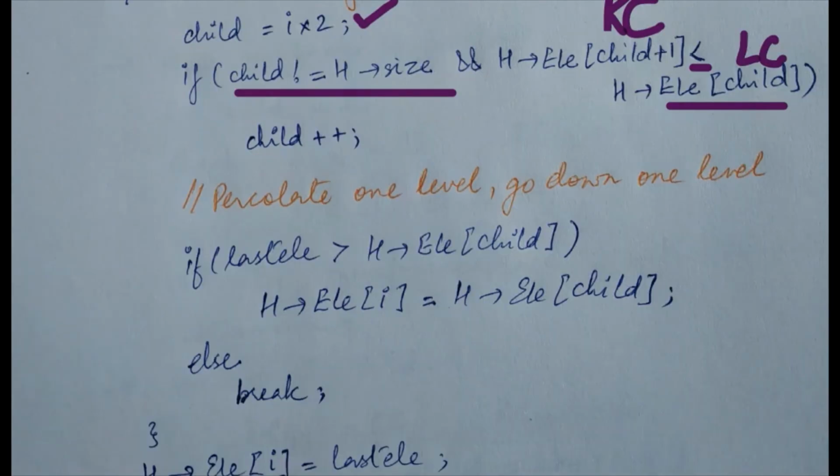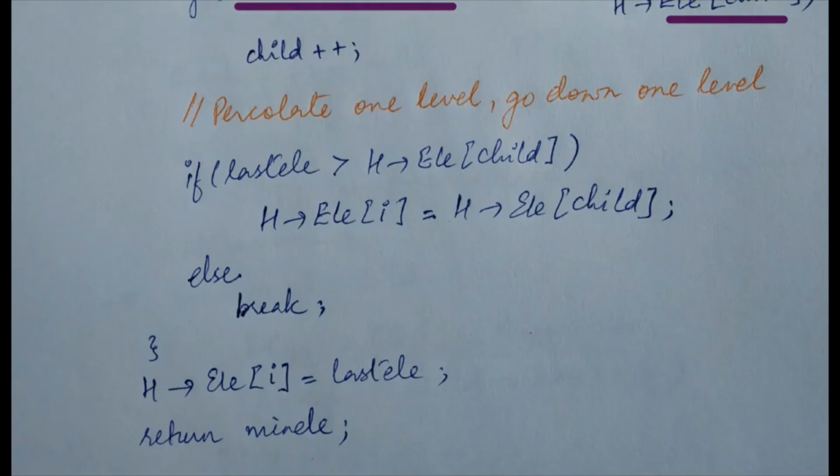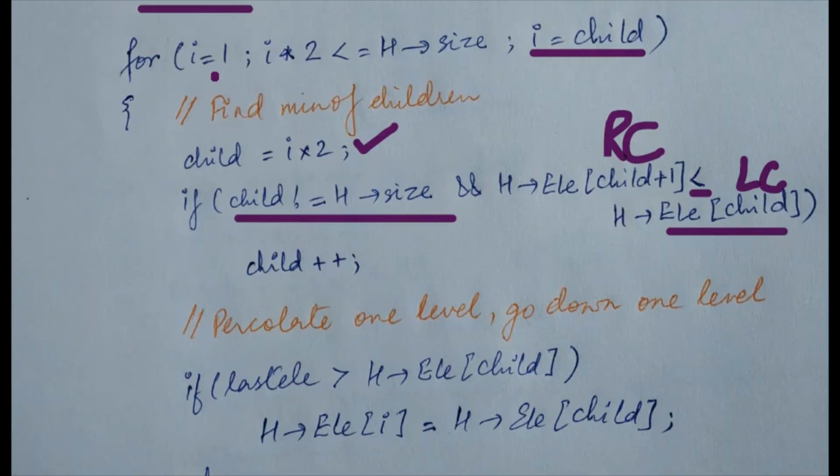So I is 2, it is still not equal to the size. Now what are the children of this location? The children of this location are 19 and 21. Again, the left child is smaller than the right child, so it will come out of the loop and it will compare this 19 with the last element. Last element is still greater than your 19, so 19 is moved up, the child is moved up to the parent here. Okay, then I changes back to, you see in the for loop, it changes to the child.